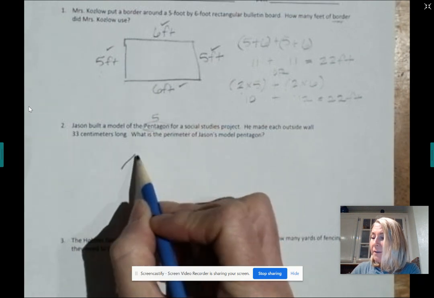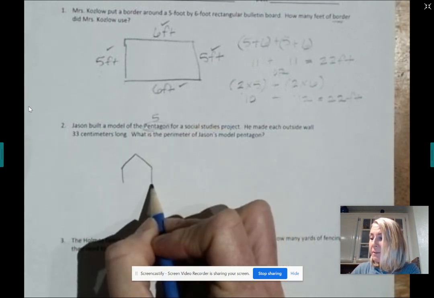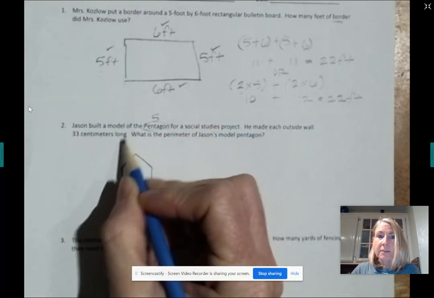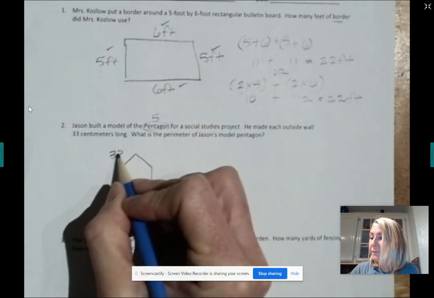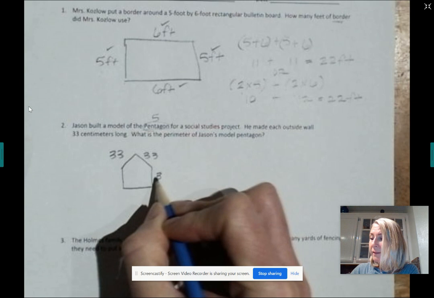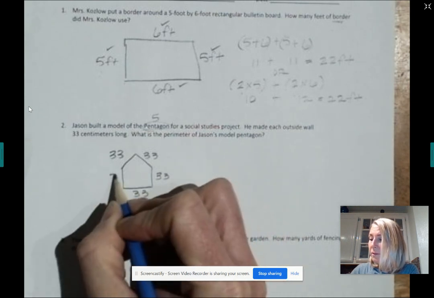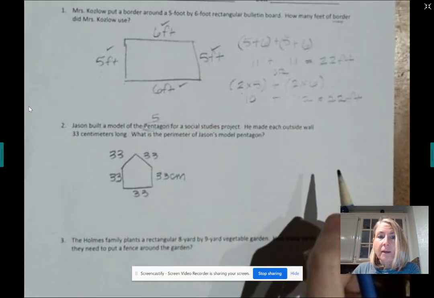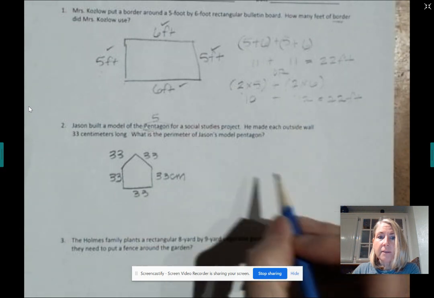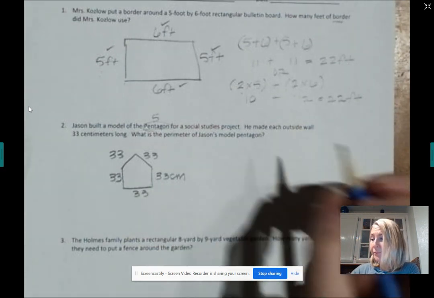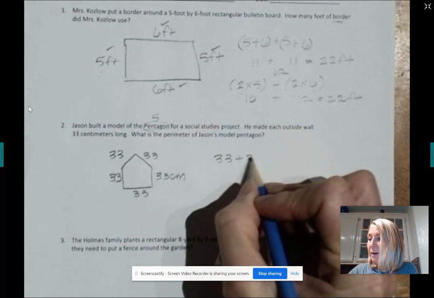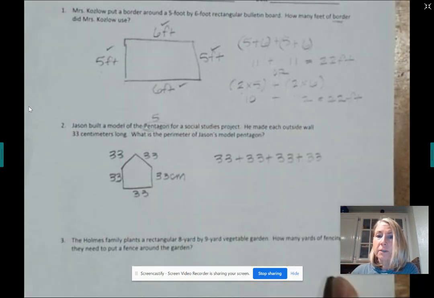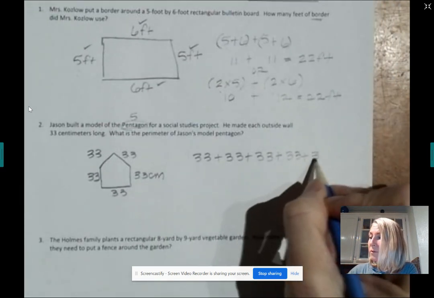All right, so Pentagon. The easiest way to draw them is to make that house shape, right? And each side length, it says, is 33 centimeters long. So that means every side length here is going to be 33. I'm going to squeeze in my unit of measurement over there. And it says that I need to find the perimeter. Now, if we're looking at this, we're essentially looking at a repeated addition problem of a whole lot of 33s. So there's 5 sets of 33.